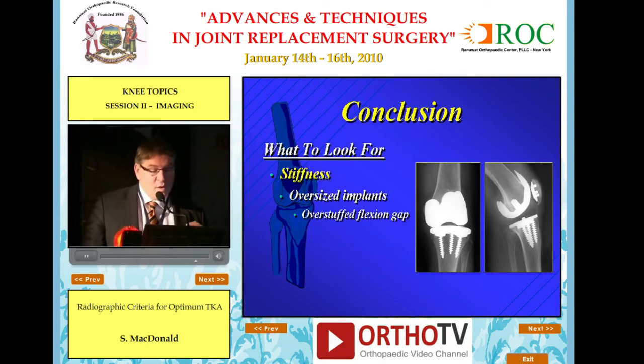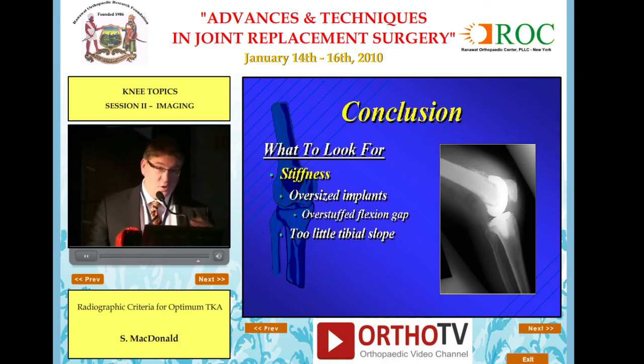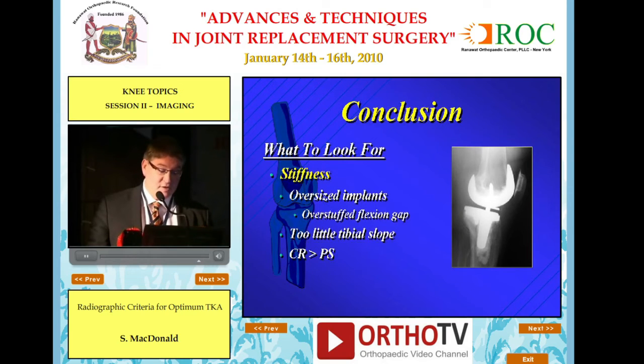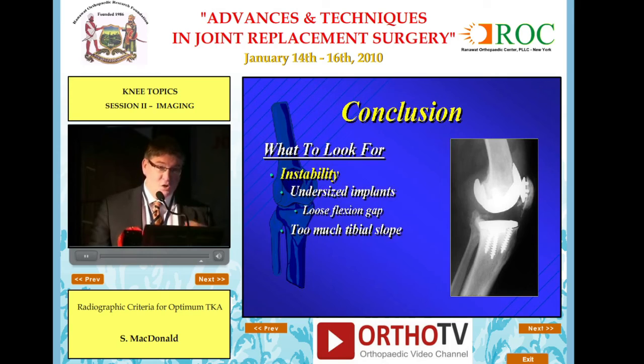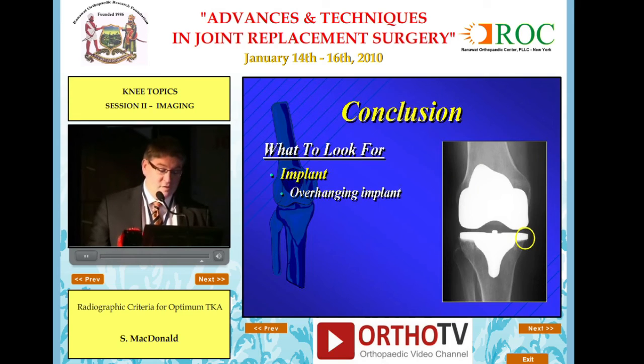So in conclusion, what to look for radiographically? If you see a patient that's got a stiff knee, look for oversized implants and an overstuffed flexion gap. Too little tibial slope can also create stiffness. You see it more in a CR versus a PS knee. Instability, look for undersized implants with a loose flexion gap. Too much tibial slope can also produce instability.